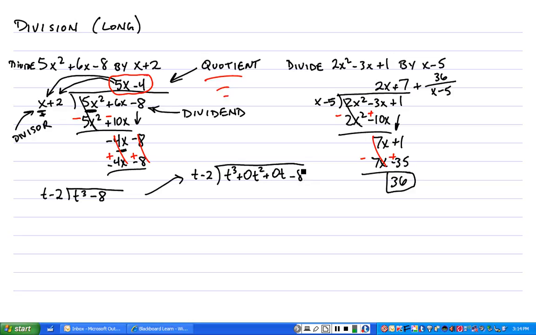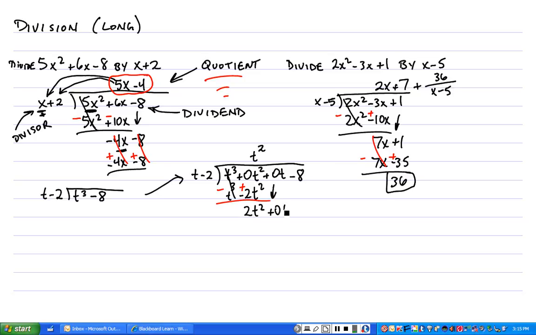So there it is. I want you to make a habit, anytime you're doing division, of making sure all of the places are accounted for. Write them out as zeros if they aren't present. So now I want a t to the third. Using this t, that means t squared. T squared times t gives you a t to the third. T squared times a negative 2 is a negative 2t squared. Subtract, change the sign, change the sign. These cancel, so that gives you a positive 2t squared.